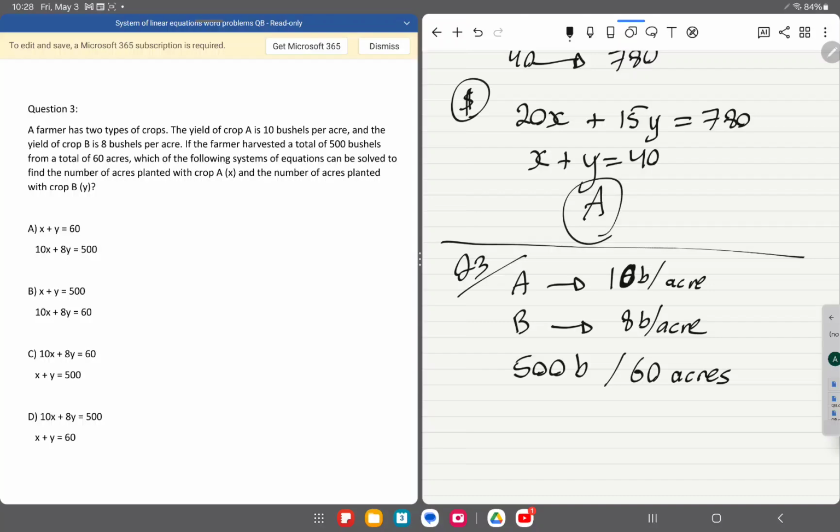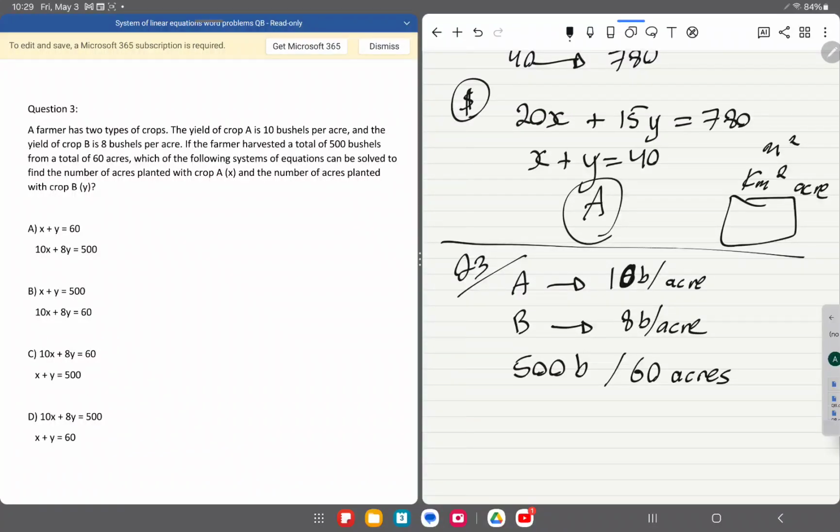An acre is a piece of land, usually used for measurement. So instead of saying kilometer square or meter square, acre is a measurement unit. Which of the following systems of equations can be solved? So how do I think about this? I have acres and how much he harvested. I need to think of the rate.